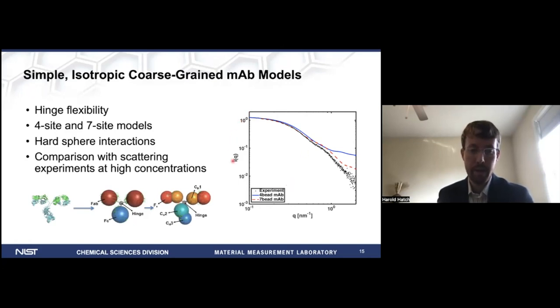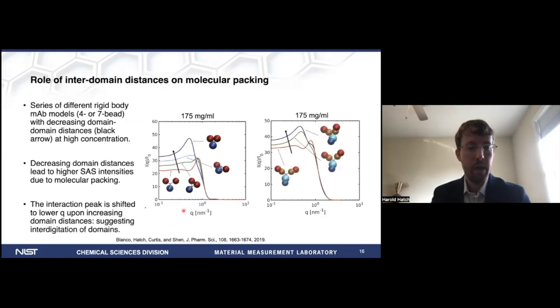And we can see that if we look at the scattering at infinite dilution, that's the black curve here for the experiment. The red one is the 7-bead and the blue is the 4-bead model. And you see improvement as you increase the number of spheres to model the antibody, you see better comparison with experiment. But that comes at a big cost: the number of interaction sites means it's twice as slow, as well as more complicated bonding potentials and things like that. So using these kinds of models, though, is informative.